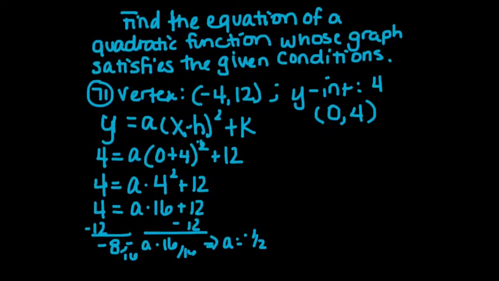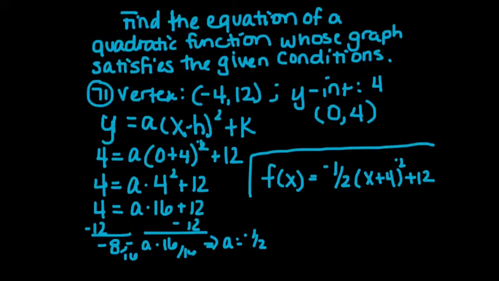I know my value of a now, so now to write the equation of the function, I can just say that f of x is equal to negative 1/2 times the quantity x minus the x coordinate of the vertex. So x minus the negative 4 is just x plus 4, quantity squared, plus k, or plus the y coordinate of the vertex, so plus 12. It doesn't specify whether we need to have that equation in standard form or vertex form, so this is vertex form and that is fine.